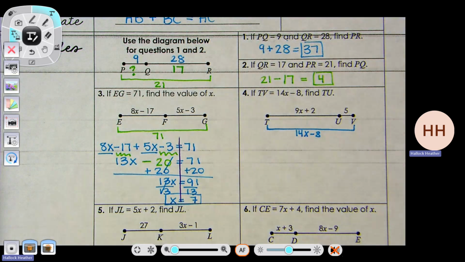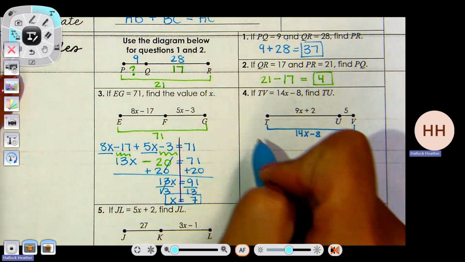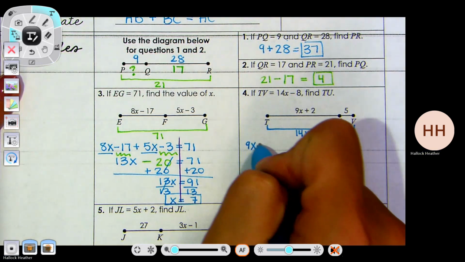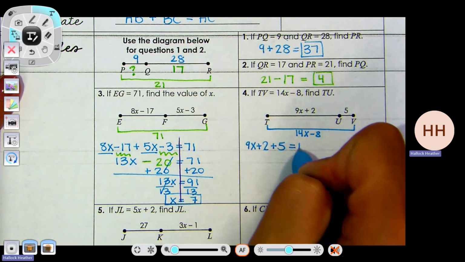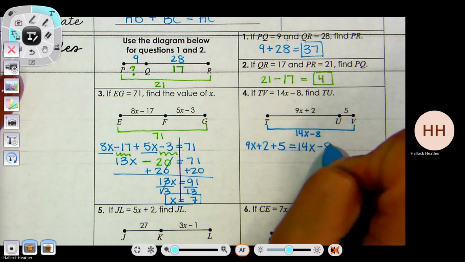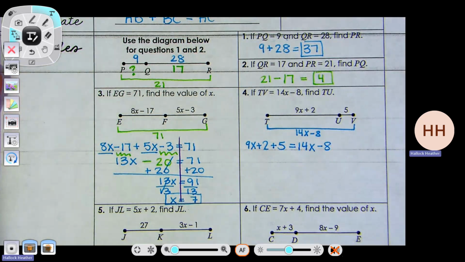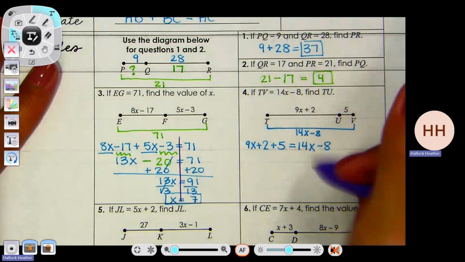So your equation should be something like this. Plus 5, which is the same thing as what you said, just a different order, which is fine. So you should have 9x plus 2 plus 5, and if you have it the opposite way, it's fine. But it's equal either way to the whole distance. The whole distance is 14x minus 8. And then if you want, you can draw your little line.